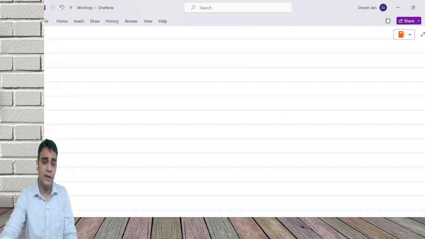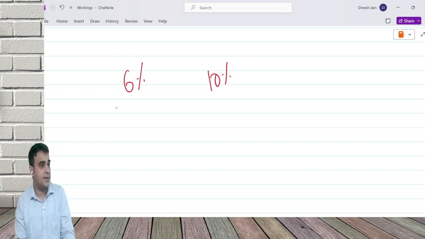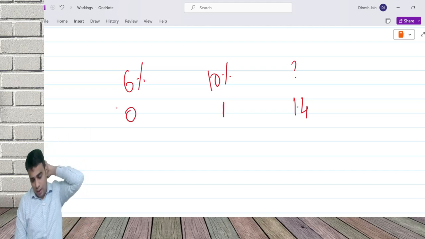Market says if market will give you 10% return, risk-free security will give you 6% return. This has a beta of 0. This has a beta of 1. What you did is you said you will take more risk. So you took a risk of 1.4. Tell me how much return I should generate for 1.4. Apply the formula.